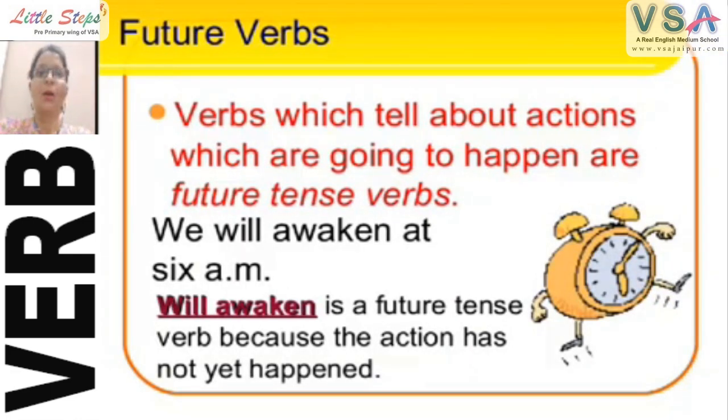Future verbs now. Verbs which tell about actions which are going to happen are future tense verbs. Means ऐसे verbs जो कि उन actions के बारे में बताते हैं जो future में होंगे, अभी हुए नहीं हैं. We will awaken at 6 a.m. No, it is not awaken. It is awake. We will awake at 6 a.m. So will awake is a future tense verb because the action has not yet happened.